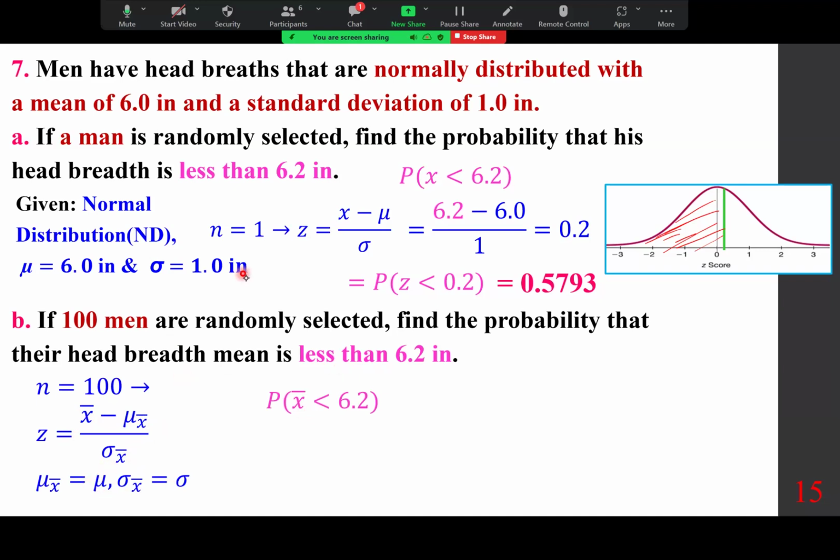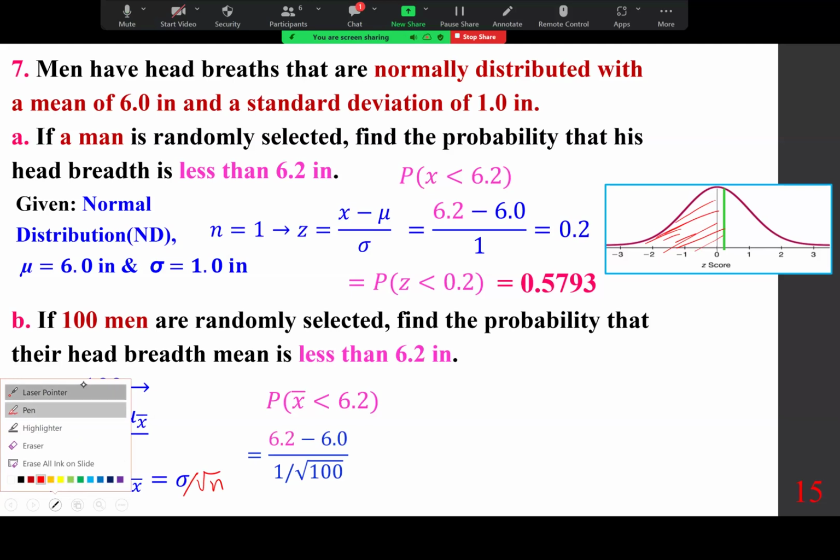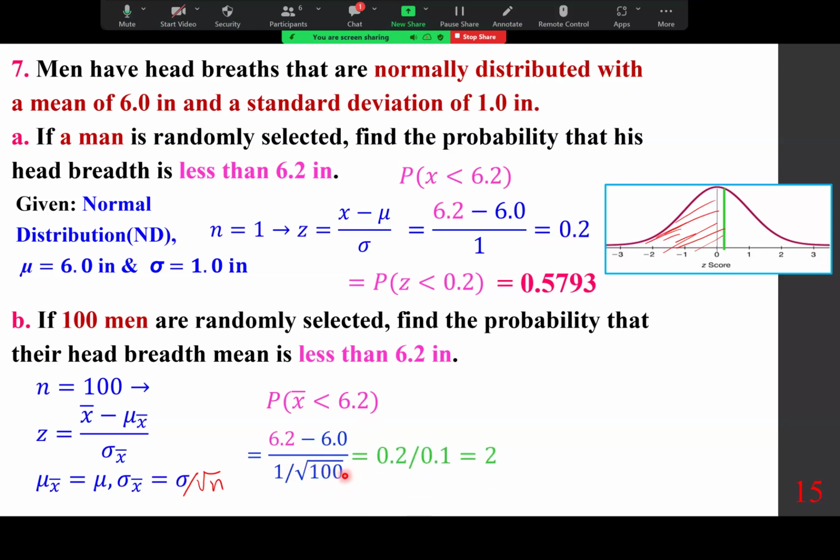So mu of x bar is mu, the same value that we have here. Sigma of x bar is sigma over square root of n. So 6.2 minus 6.0 over 1 over square root of 100, which makes it 1 over 10. In other words, this gets in essence multiplied by 10, becomes 2.